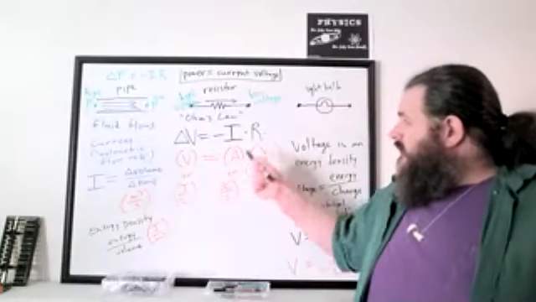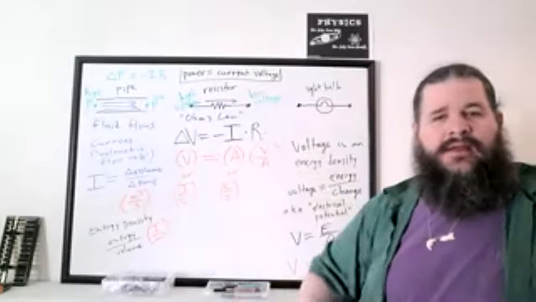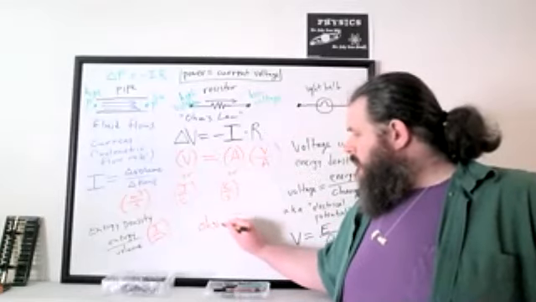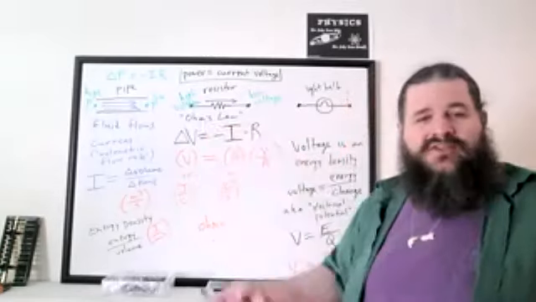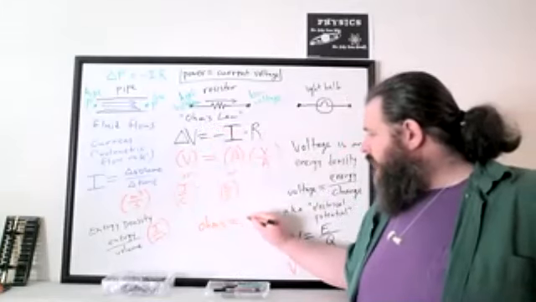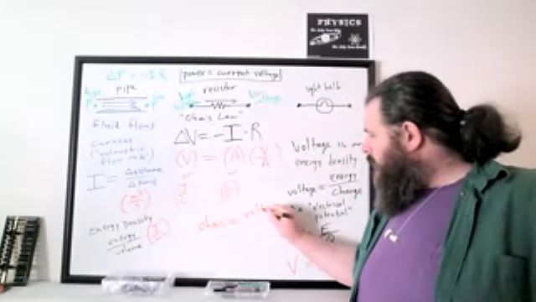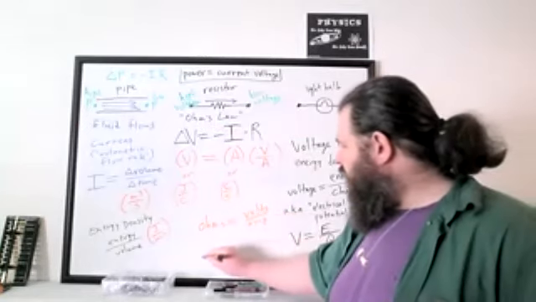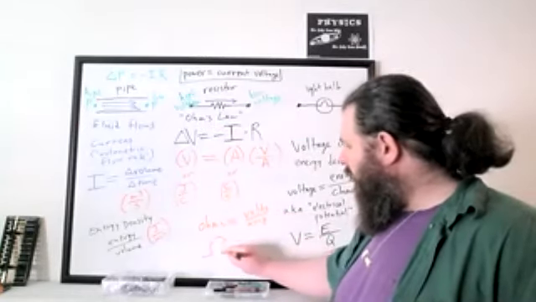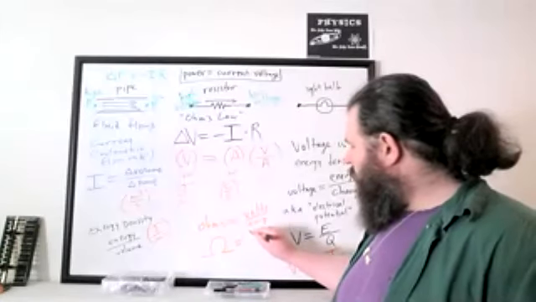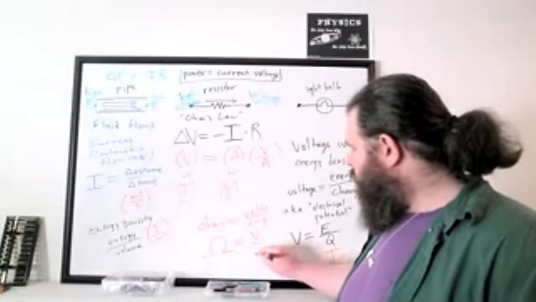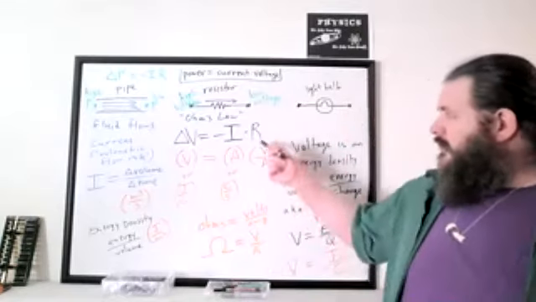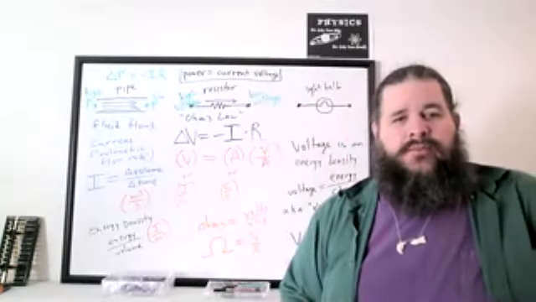So the units for resistance are going to be volts per amp, and we also call that ohms, named after the same guy that Ohm's law is named after. Ohms means volts per amp. And ohms is abbreviated as the Greek letter capital omega. So that's the unit for resistance. Resistance is measured in ohms.